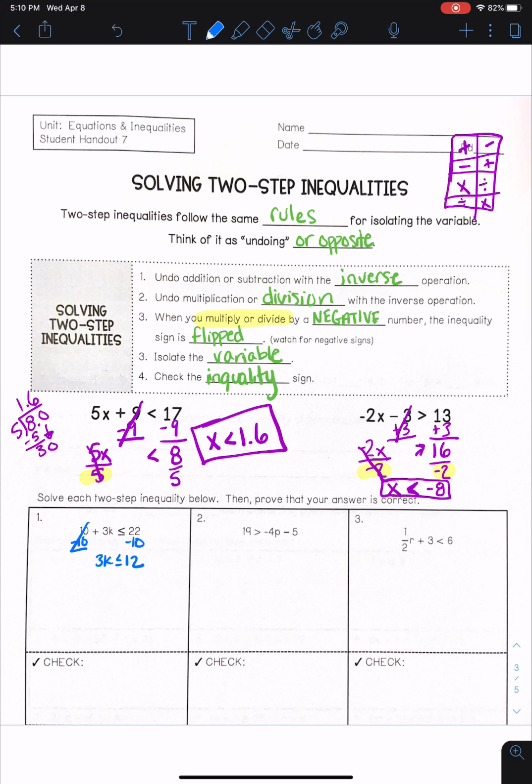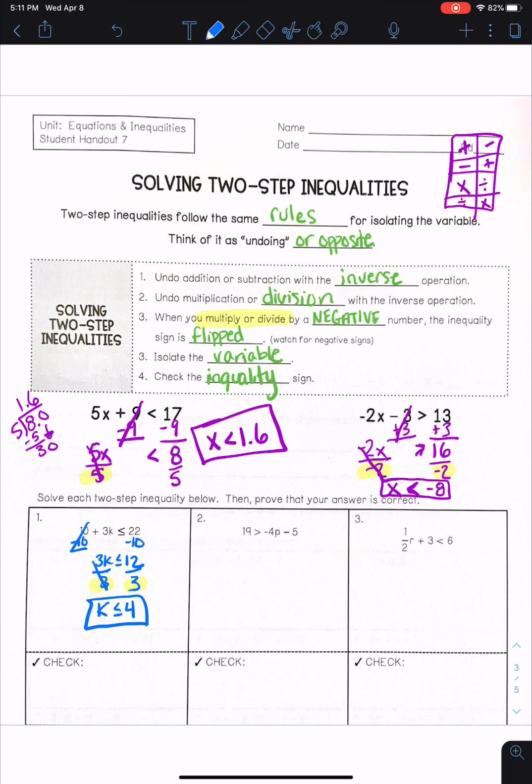And now the inverse of multiply is divide. And I'm left with k is less than or equal to 4. Now I forgot to check myself, but I did not divide by a negative, so my symbol stays the same. It stays less than.